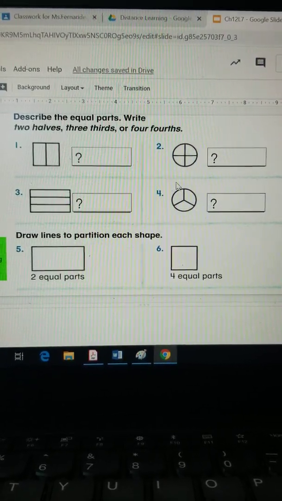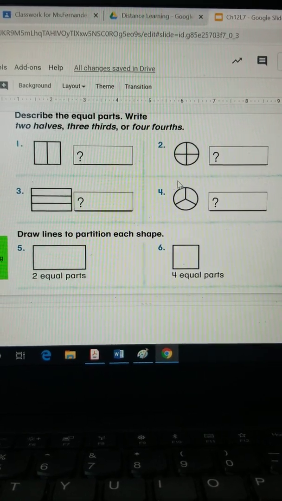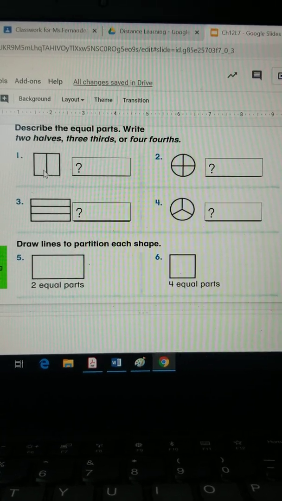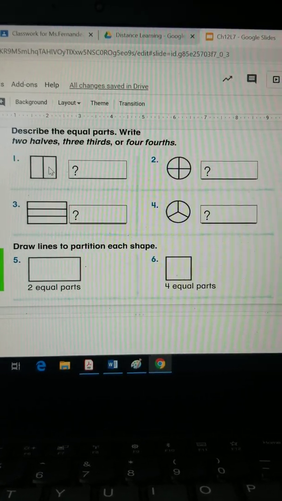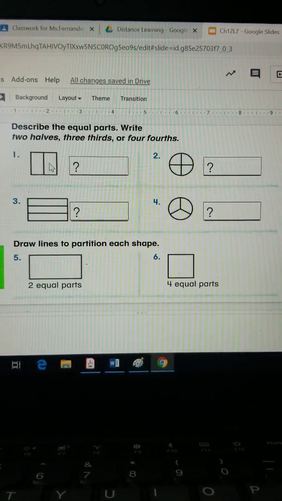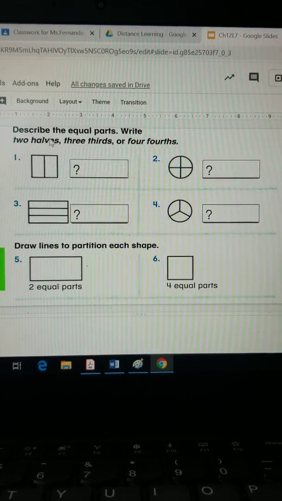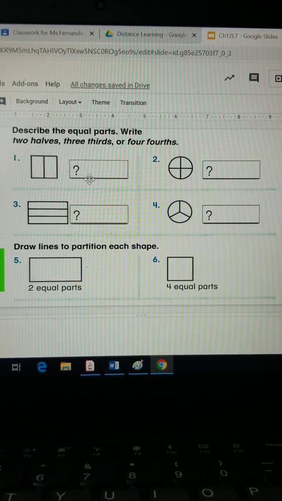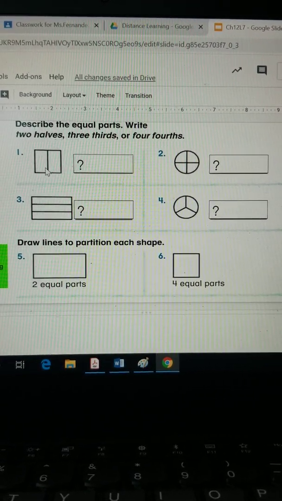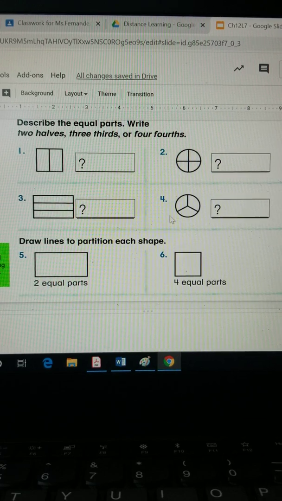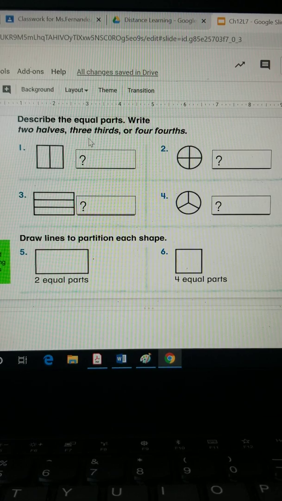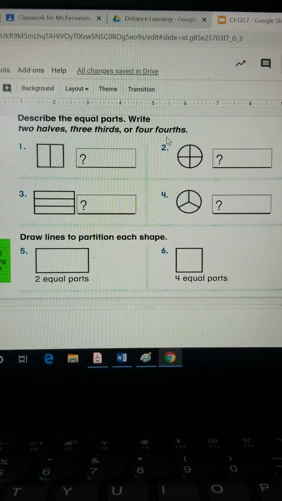Now for your work, you will be describing these shapes. We can see here that this shape is a square and it was cut into two pieces. We know that when something is cut into two pieces, it is cut in half. So I will look here to see how I spell half, and I will type it in. This shape is cut into halves. Now I will look at these other ones and decide if they are described in halves, thirds, or fourths.